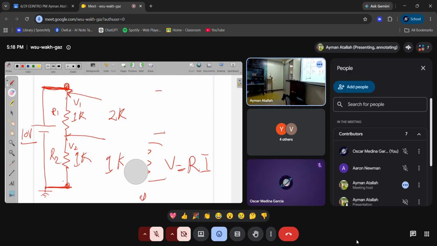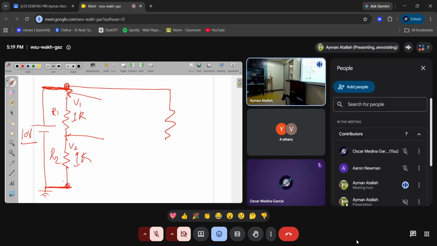Okay, let me remove this. So I have this, and I'm going to extend this with another two resistances. You have 1K here, 1K here. The voltage between these 2 points is 5 volt, and the voltage between these 2 points is 5 volt. What if you bring your multimeter and connect it like this? This is your multimeter, the red here, and the other terminal is here. What will it measure?